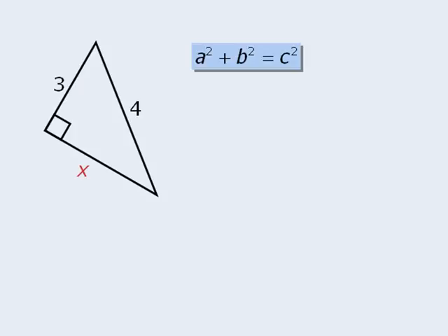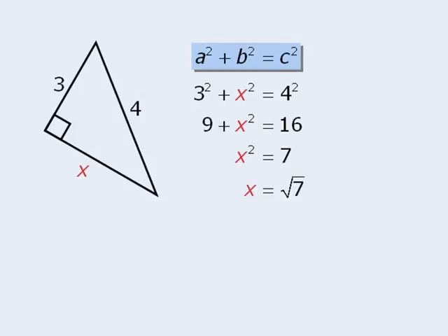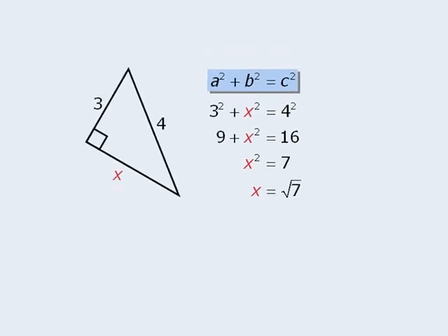When we plug in the values, we get an equation that we can solve for x. First, we will evaluate 3 squared and 4 squared, then we will subtract 9 from both sides to see that x squared equals 7. If x squared equals 7, then x must equal the square root of 7. So the missing side has length root 7.